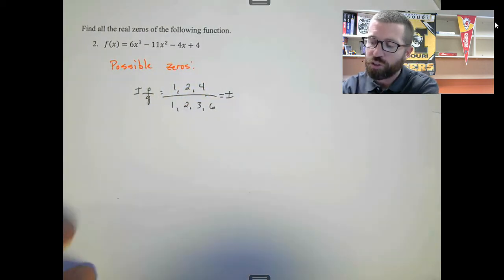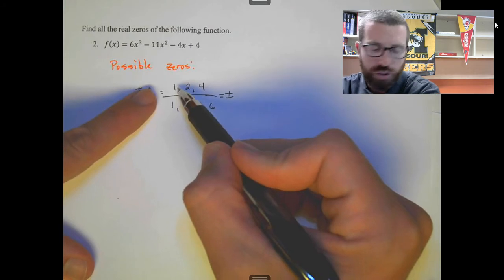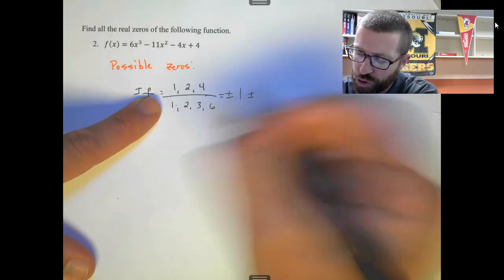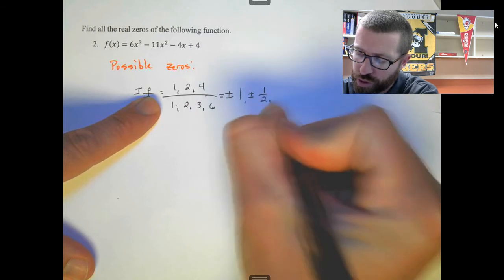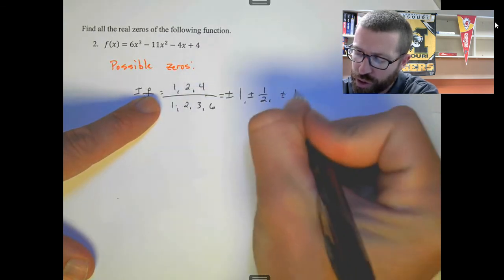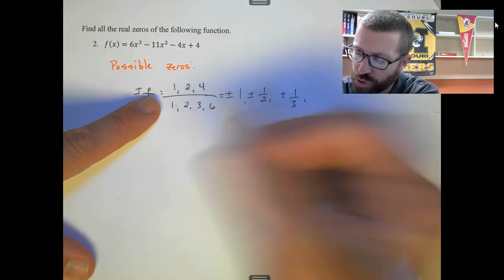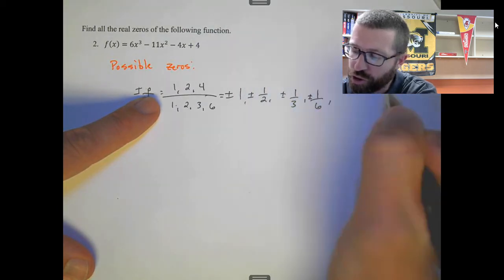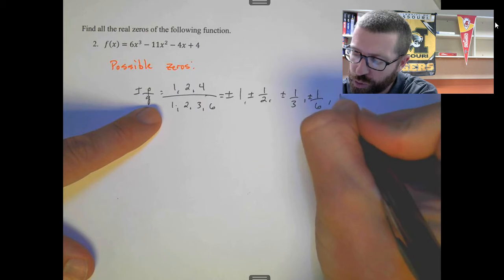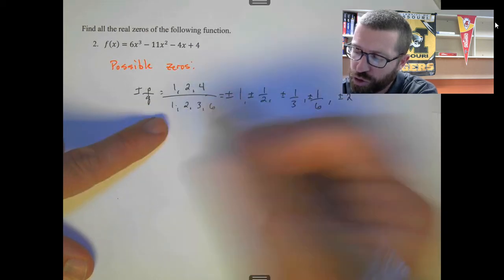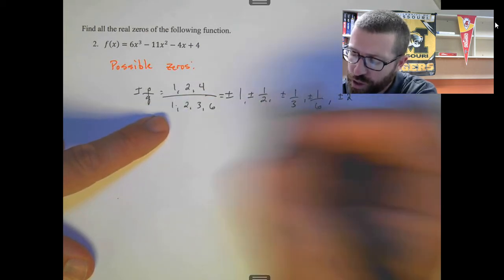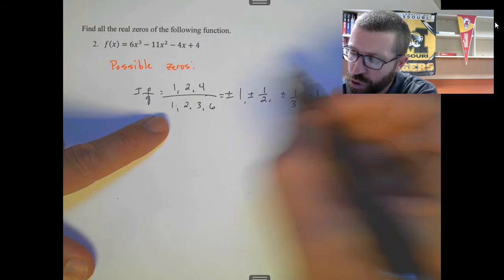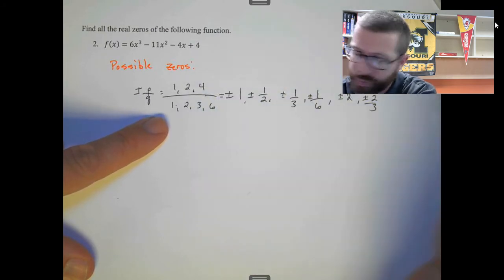And then if you wanted to list all these out, the way you would do it is you do 1 over 1, which is just 1. 1 over 2, which is 1/2. 1 over 3, which is 1/3, and 1 over 6. And then just keep going. 2 over 1, which is 2. 2 over 2, which is 1. You already have that. 2 over 3 is 2/3. 2 over 6 is 1/3, which we already have.